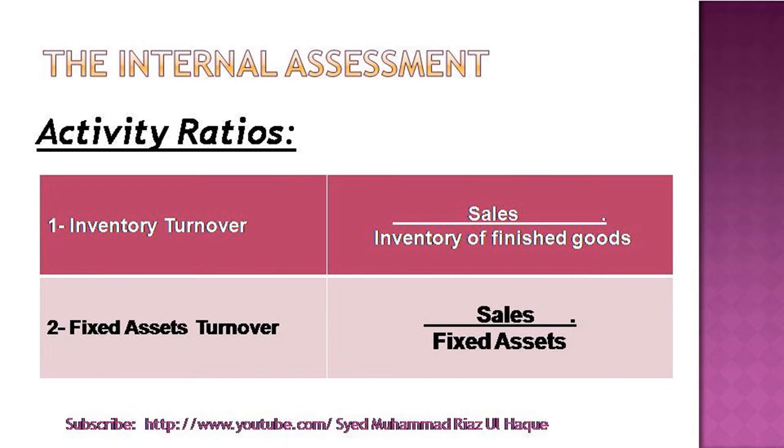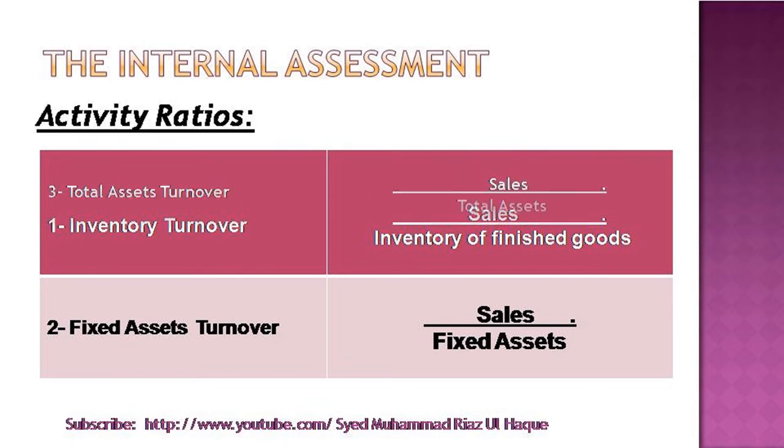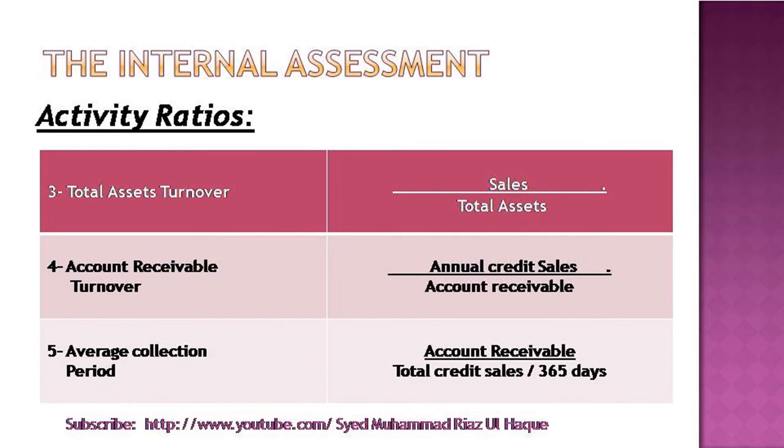Next we have fixed assets turnover, which equals sales divided by fixed assets. It measures sales productivity and plant and equipment utilization. Next we have total asset turnover, which equals sales divided by total assets, and it measures whether a firm is generating a sufficient volume of business for the size of its asset investment.